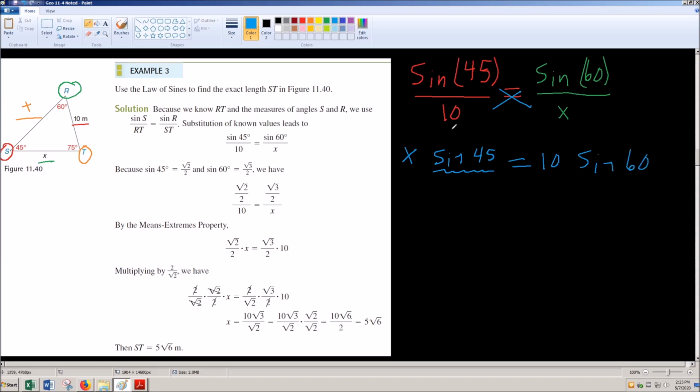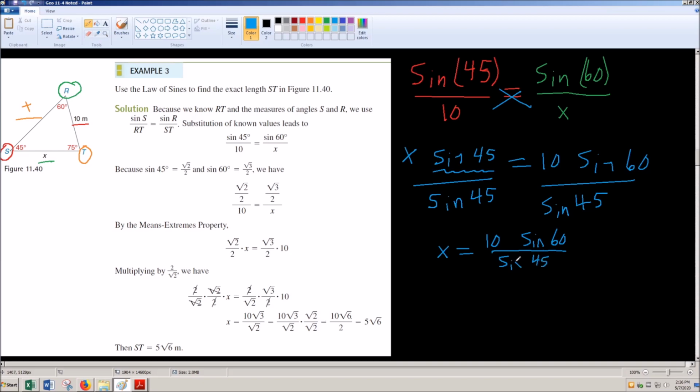So now as I look at this thing, I want the X by itself. So what am I going to do? I'm going to divide by sine of 45. So in doing so, I get X is equal to 10 sine of 60 over sine of 45. So this is my exact answer here.